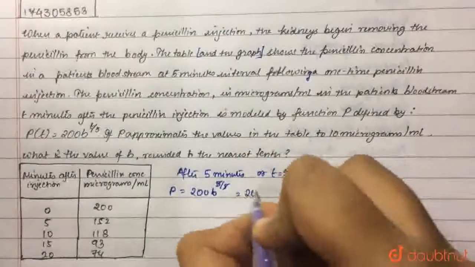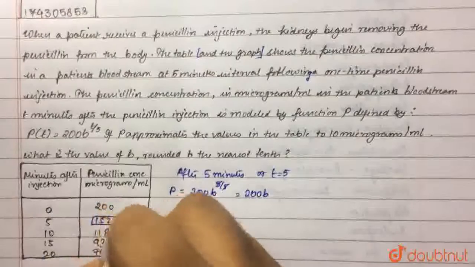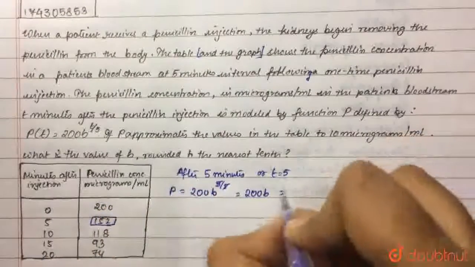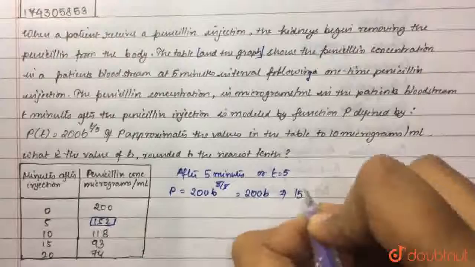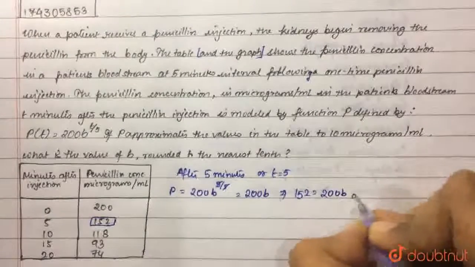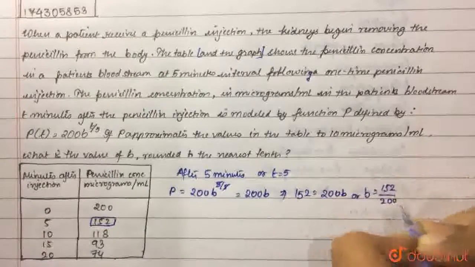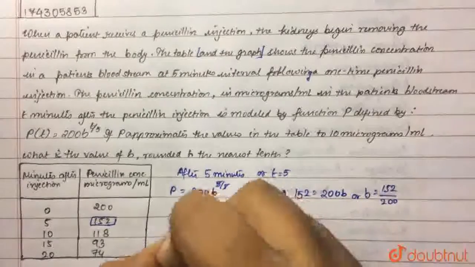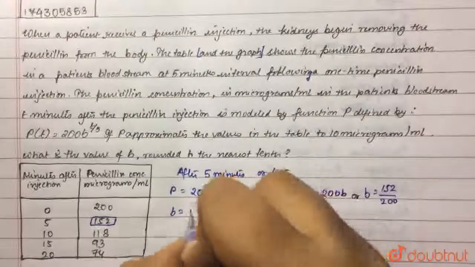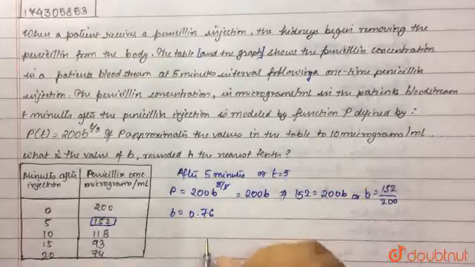So that is 200b. Now at 5 minutes, the penicillin concentration is 152 micrograms per milliliter. So let's write that down. 152 will be 200b. Or from here you can easily get b equals to 152 by 200. Right? So from here, if you calculate, b will give you an approximate value of 0.76. Right? So the sum gets ended here.